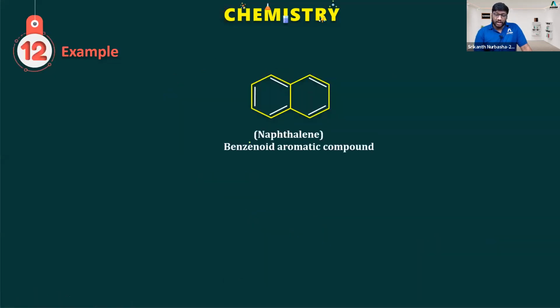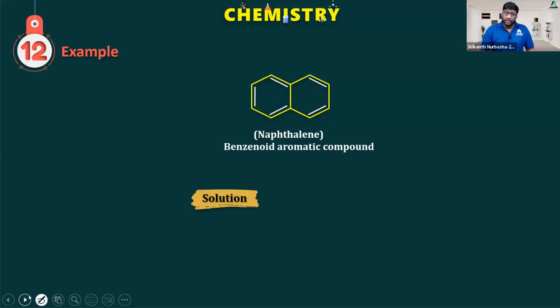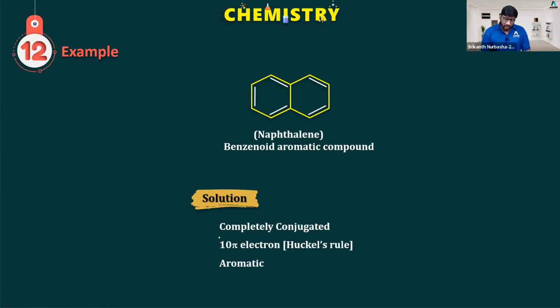Naphthalene is a benzenoid compound because benzene is present in it, and it is aromatic. How many electrons does it have? 5 pi bonds, so 10 pi electrons. 4n plus 2 is equal to 10, so 4n is equal to 8, so n is equal to 2. So 4n plus 2 pi electrons are there. Naphthalene has complete conjugation, the 10 pi electron Huckel's rule is satisfied, and it is aromatic because it also has planarity. So it is a benzenoid aromatic compound.